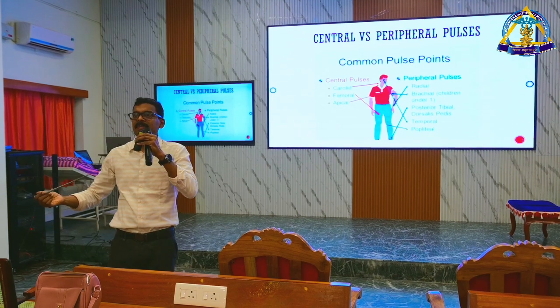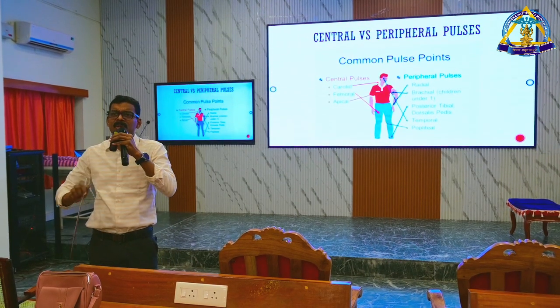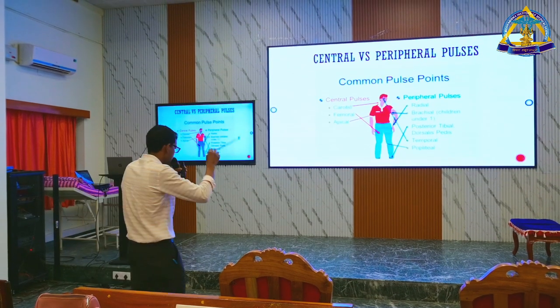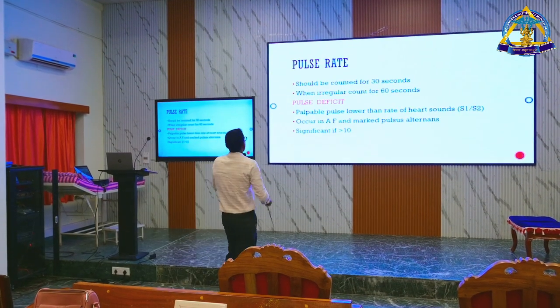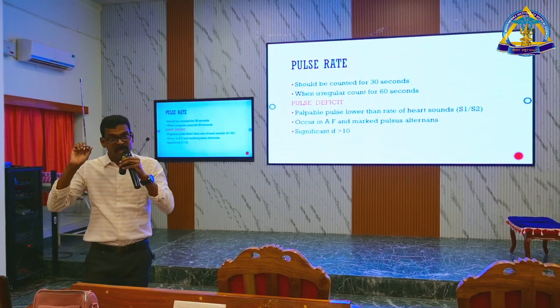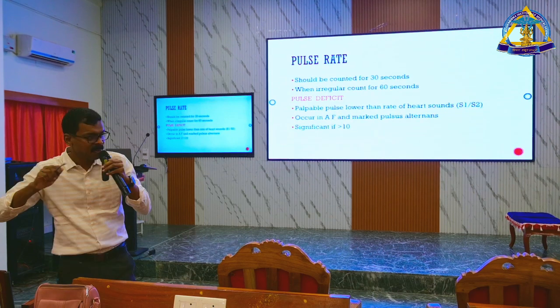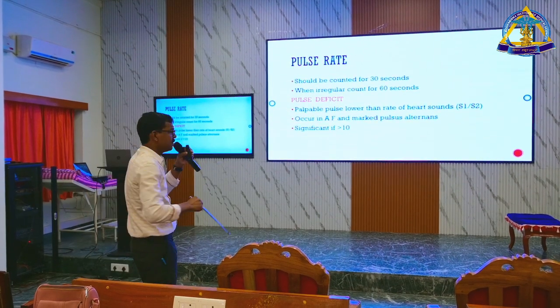And in children, in infants less than 1 year, where you may not be able to feel other pulses, you may use the brachial artery; otherwise you use other pulses. Pulse rate, you count for 30 seconds and multiply by 2. If you have an irregular rhythm, do it for 60 seconds. Be patient. And what is pulse deficit?